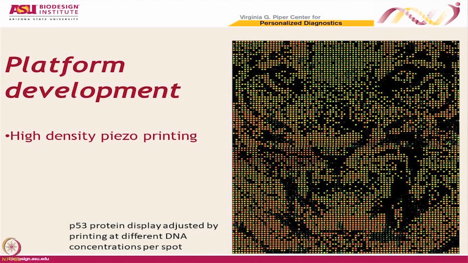What you're looking at is an actual protein array. We've printed different amounts of DNA encoding the p53 protein. We then express the p53 protein in the array in these nanowells, and then probe the array with anti-p53 antibody with a fluorescent tag on it. Because of the different amounts of DNA, you can get an image of the tiger's face. So this was the first time we ever did an image using a protein array.